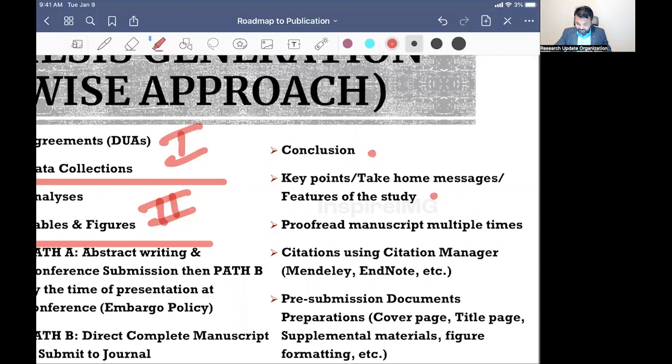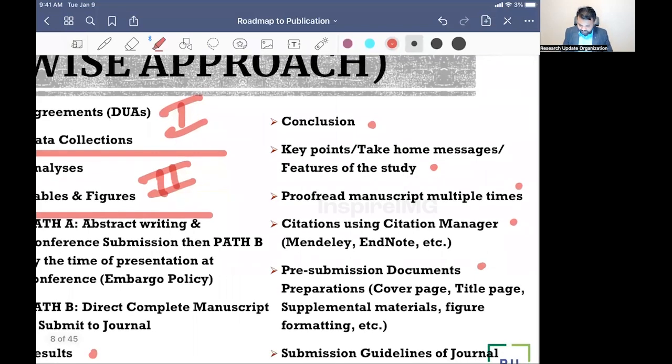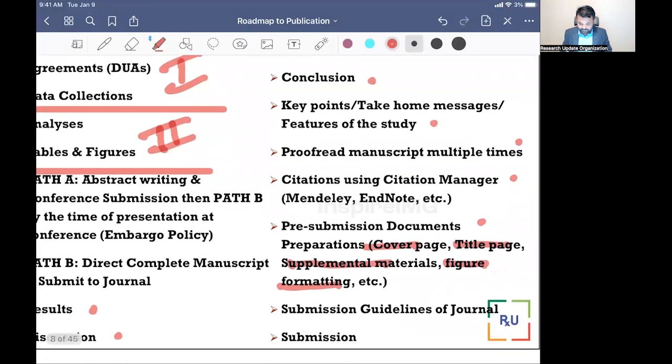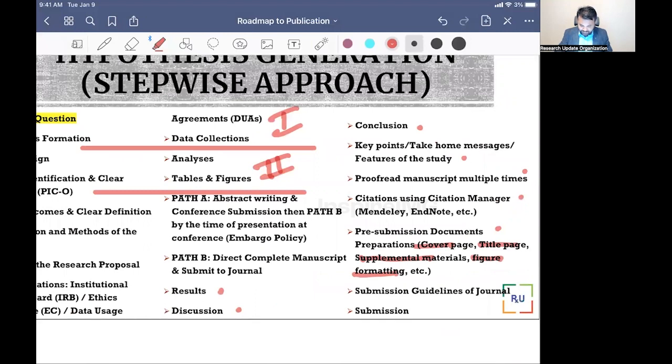You need to proofread the document multiple times. You have to cite the manuscripts. After citation, you prepare the pre-submission documents. What are pre-submission documents? Your cover letter, your title page, your supplementary material, your figures in whatever format the journal asks for. Then you choose a journal and submit it. This way we can finish the full submission, and the full submission is your phase 3.